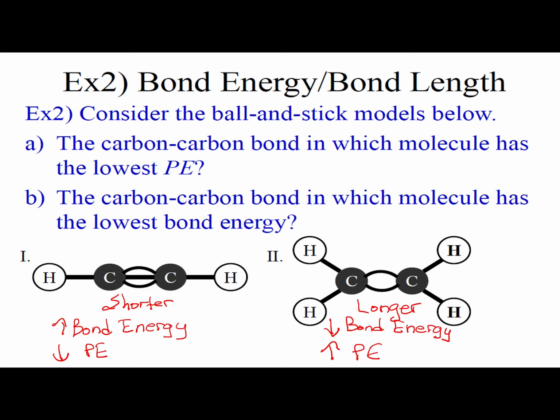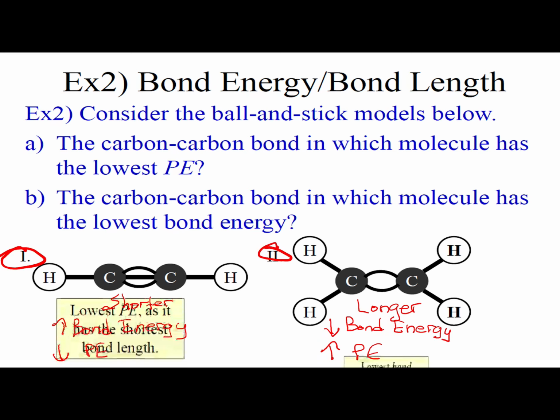So now I can look at the question. Which molecule has the lowest potential energy? That's going to be 1, okay? And which one has the lowest bond energy? That's going to be model 2. So these are ball and stick models.